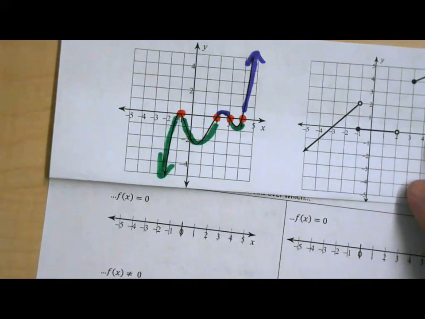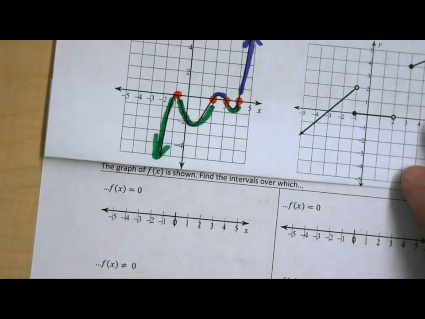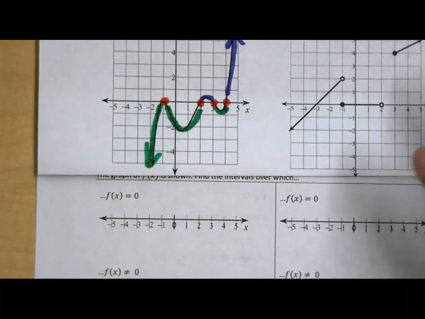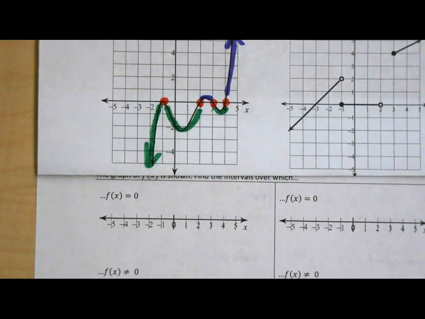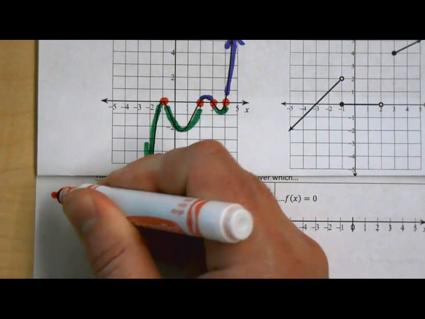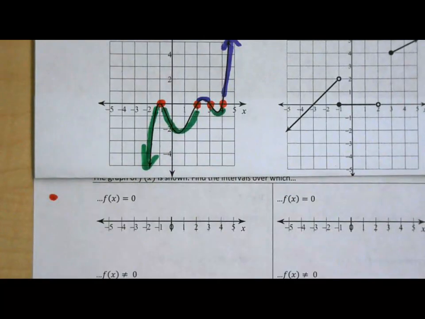For my graph, with the color choice that I've made, when they say f of x equals 0, we'd be looking at the green part, the red part, or the purple part. That would be the red part. So I'm just going to make a little red dot here off to the side. I'm trying not to draw on this because I did that earlier and it bled onto the back and then I wasn't able to read anything on the back. So when it's equal to 0, that's the red.